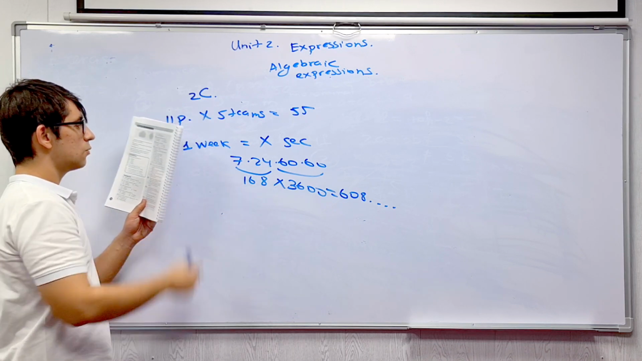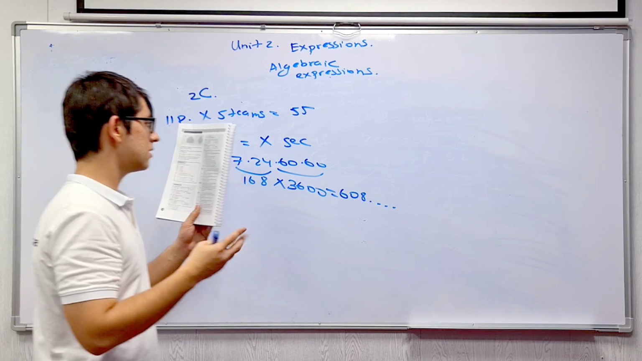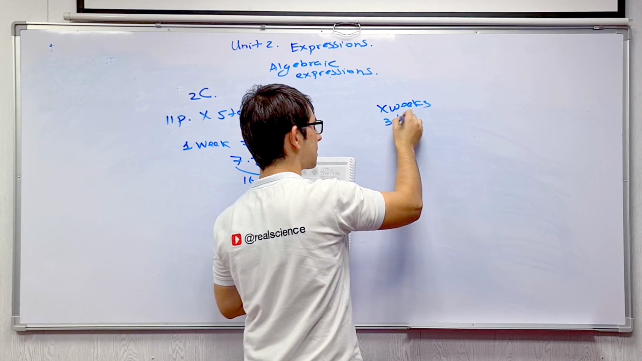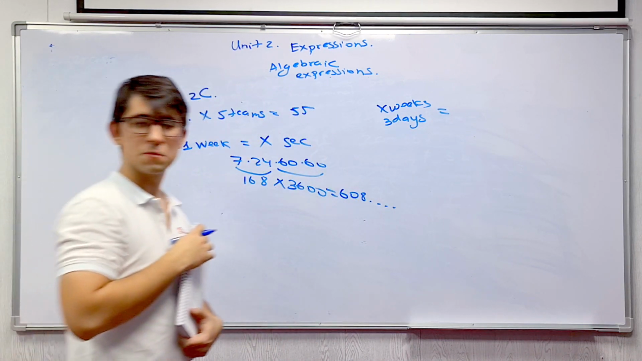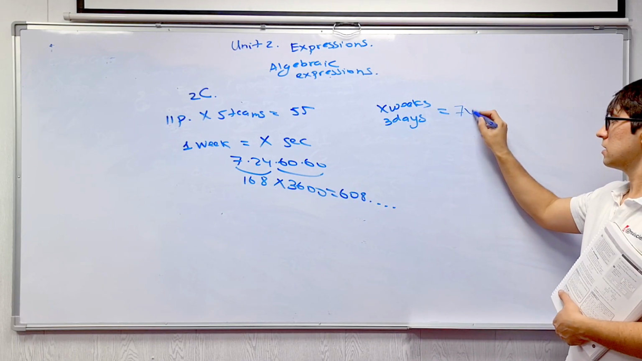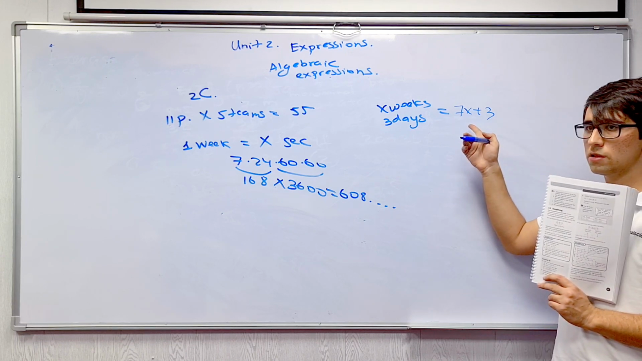So, a week has 7 days. So in x weeks and 3 days, how many days do you have? Not x plus 3. It is 7x plus 3, right? 7x plus 3. What are you creating here?